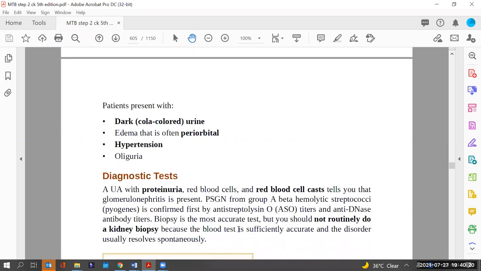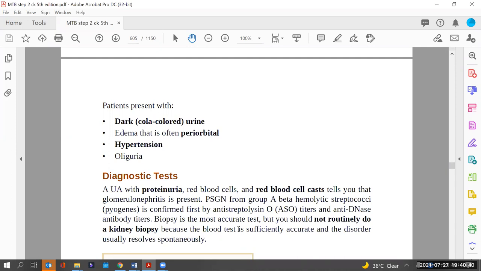Now, what are you going to do? Whenever there is any complaint related to urine, you will always go for urinalysis. So here also, we'll do the urinalysis and check the amount of protein in the urine, because once the color of the urine is changed, you must be thinking that protein is actually coming out and the RBCs are actually coming out in the urine.